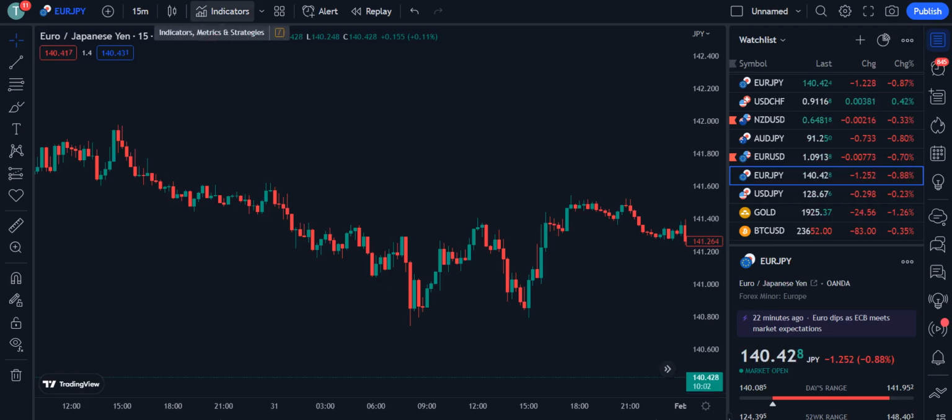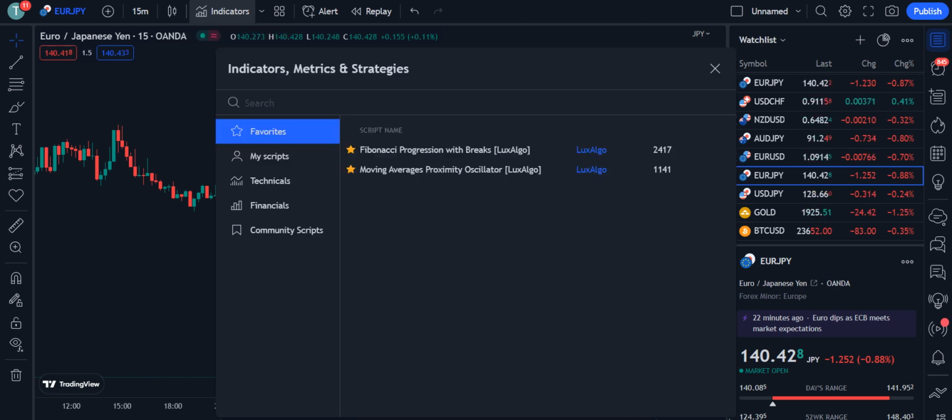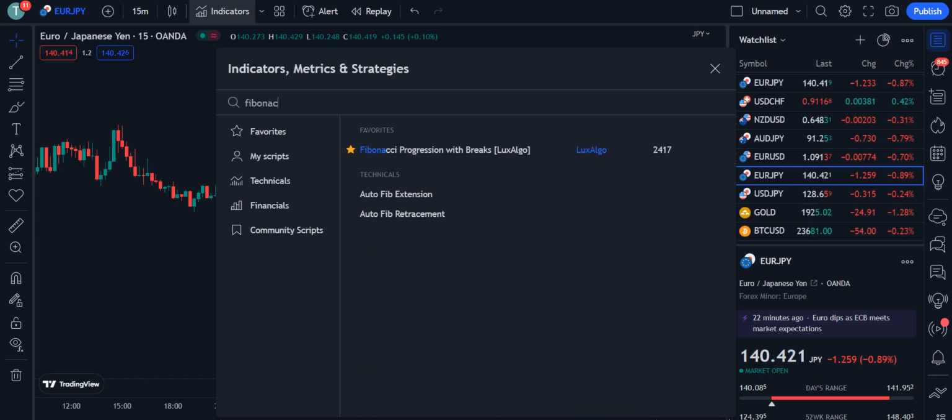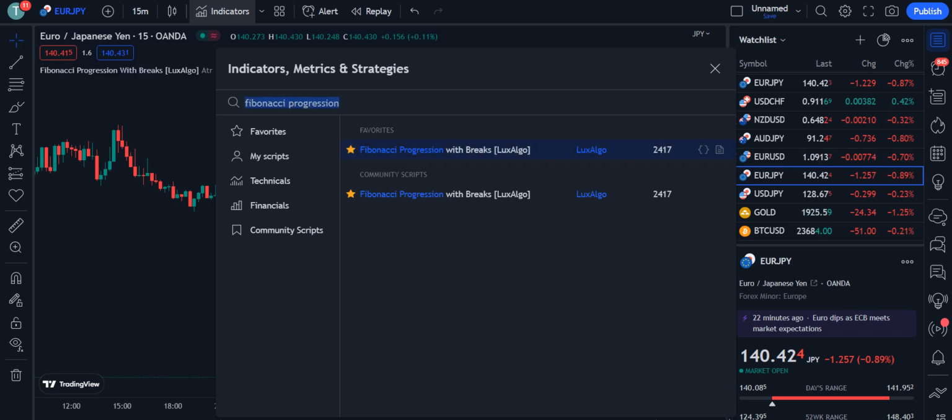Here I would tell you which indicators we are going to have today. The first indicator is Fibonacci progression with breaks. So just simply type Fibonacci progression with breaks by Luxelco. 2,417 traders are using this indicator. Simply click on it. It will be applied on your chart.